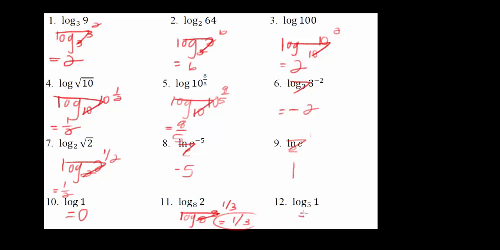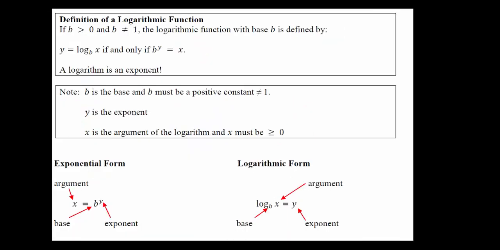The logarithm of 1 is equal to 0. So the definition of a logarithmic function, if b is greater than 0 and b is not equal to 1, so that is your base, okay? The logarithmic function with base b is defined by y equals the logarithm of x base b if and only if b to the power of y equals x.